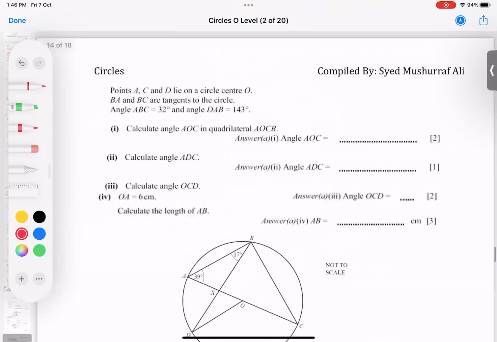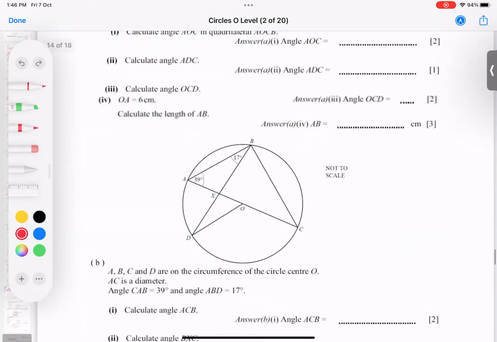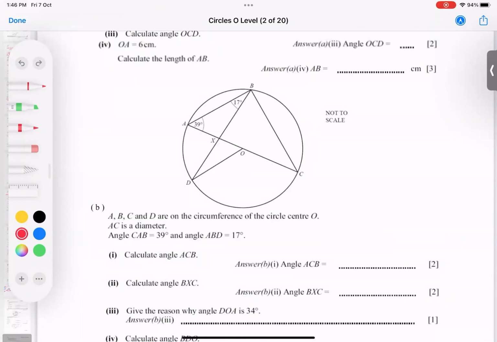Some more ideas. Okay, this is not a cyclic quadrilateral. Hold on, look here. Listen to me: 1, 2, 3, 4. This is not a cyclic quadrilateral. Why, sir? Because this point is not on the circle edge. This is not a circle edge. So make sure all four points must be on the circle edge.